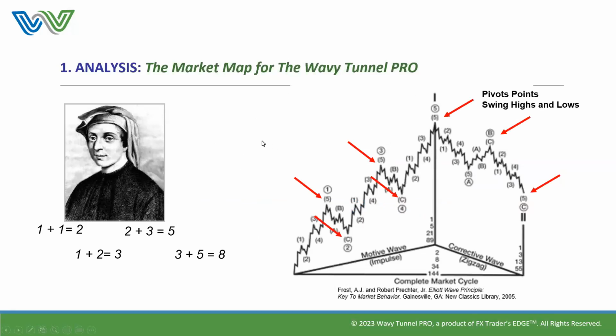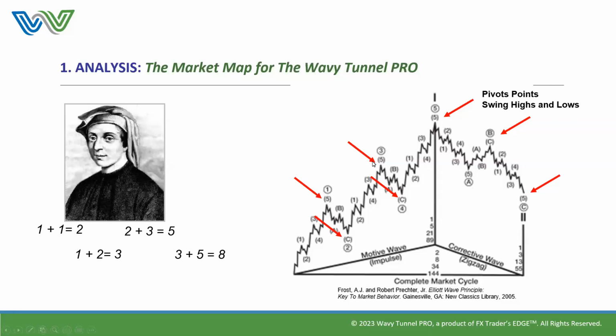So this is the market map that I'm talking about. It's the 8-wave market cycle. And notice where I have the red arrows. Now, this is a perfect 8-wave market cycle. You know that the markets aren't ideal all the time, and they're not perfect all the time. But when they are, and that's what I look for, ideal setups, and I'm going to show you some ideal setups with the Wavy Tunnel, that's when I get interested. When the market is muddled, when I don't understand the wave count, I need to stay out of it.